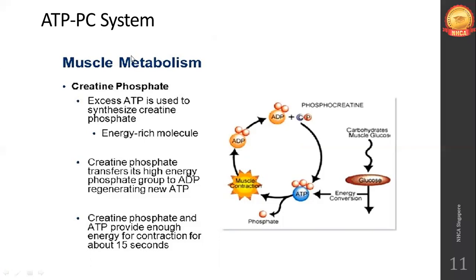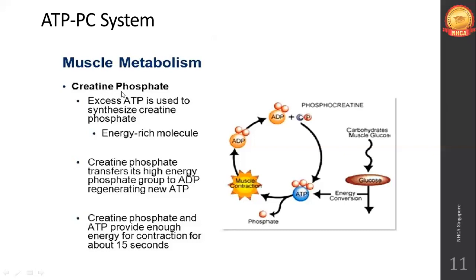So the ATP-PC system is your muscle metabolism, like when the muscles break down to give you energy. Usually when you do excess workouts, you get muscle cramps. This is the sign that some of your muscle glycogen and muscle tissue has been broken down just to give you energy. It means that a lot of lactic acid has accumulated in those specific areas where you have muscle cramps.